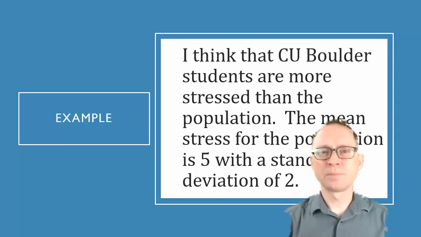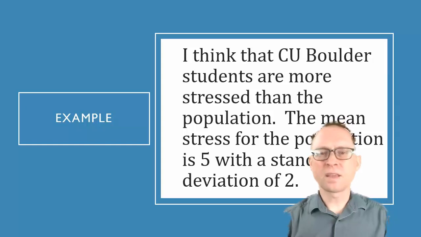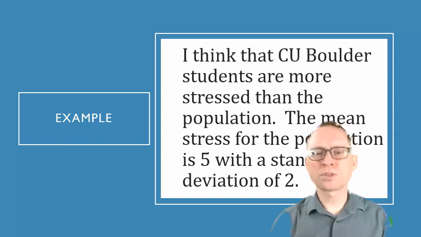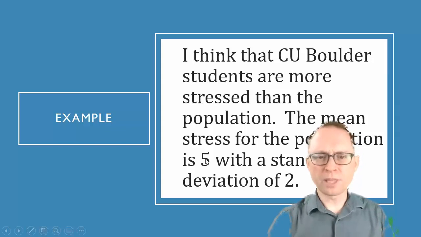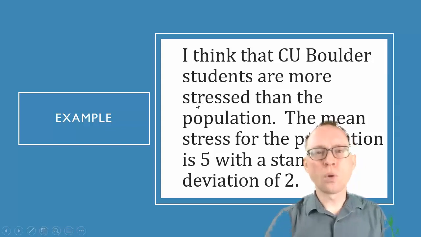Let's do an example. I think that CU Boulder students are more stressed than the population. The mean stress for the population is 5 with a standard deviation of 2. So in this particular case, we know that the population's mean is 5. The population standard deviation is 2. Already, we should know which statistic we're going to calculate, whether it's Z or T.